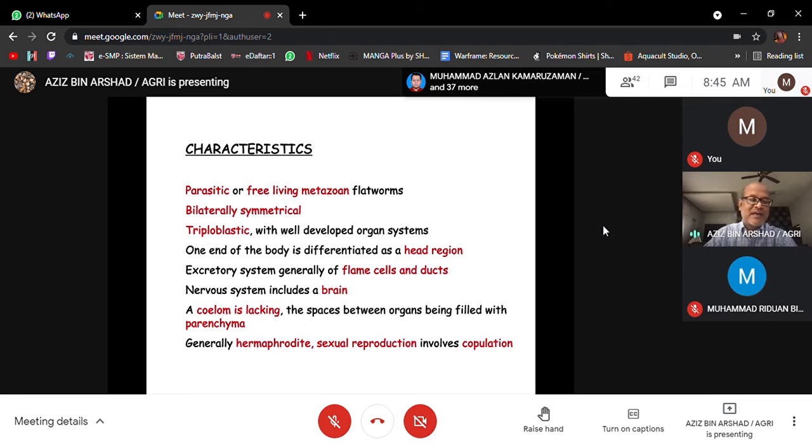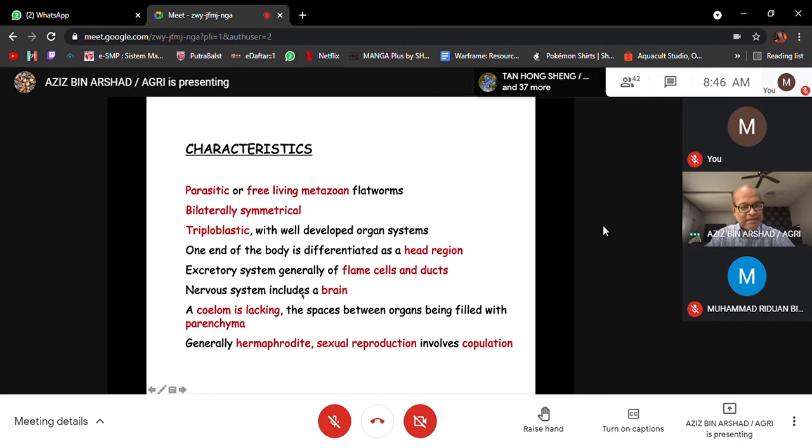So what are the characteristics of the phylum Platyhelminthes? These are the general phylum characteristics. One, many of them are parasitic. Secondly, they have bilateral symmetry. And the third one is the body wall is triploblastic. That means there is a 3-layered body wall. One end of the body is already differentiated to form the head, the anterior end. The excretory system is quite well built, and it is made up of flame cells and ducts. Enough for you to note that the excretory system exists.